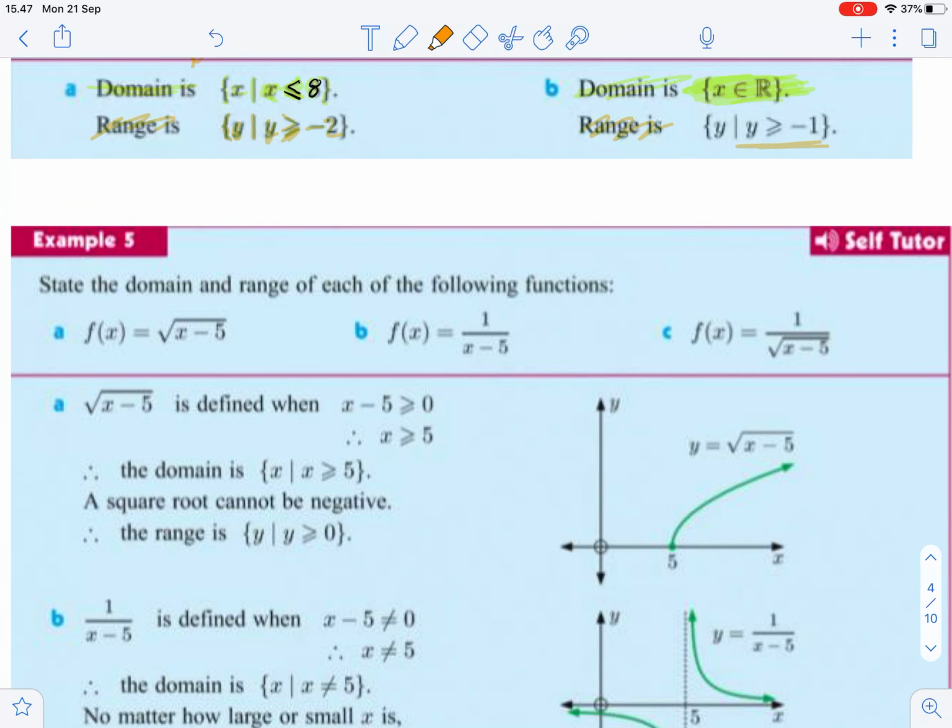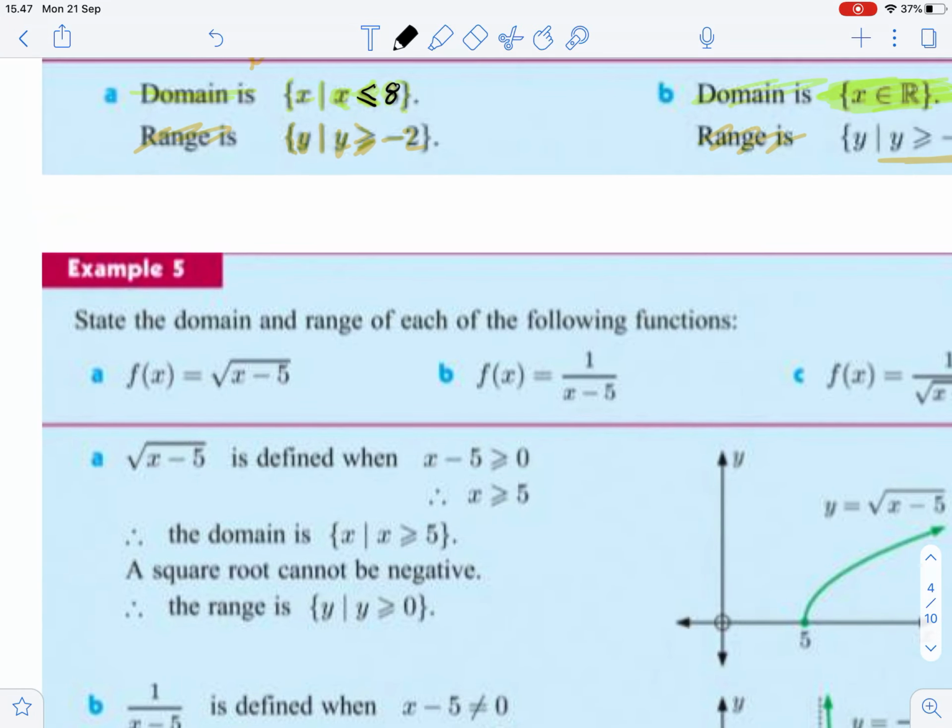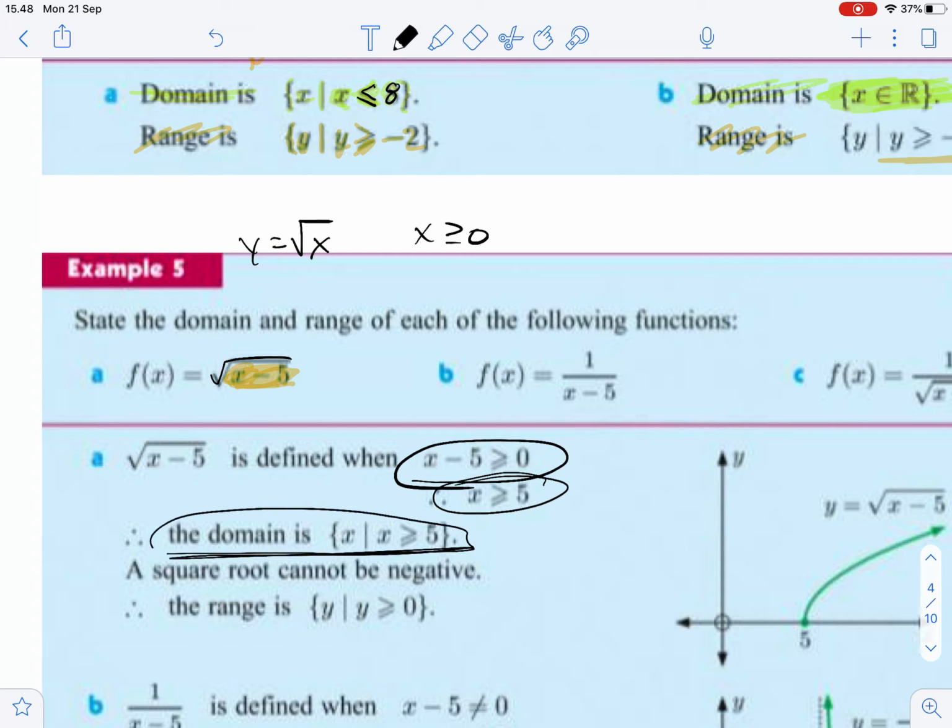Now, we're also going to be given functions, algebraic functions, just to look at. We should know what these look like on a graph. We should know the domain of each function. So the square root function, guys, remember that in general, the square root function, x has to be greater than or equal to 0. So whatever's inside here, the domain, the x minus 5 has to be greater than or equal to 0, so x has to be greater than or equal to 5. So the domain here is greater than or equal to 5.